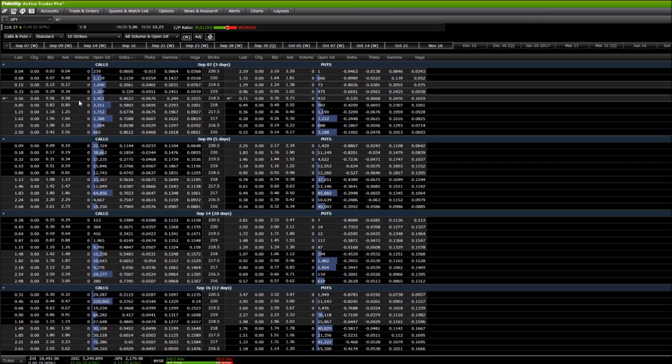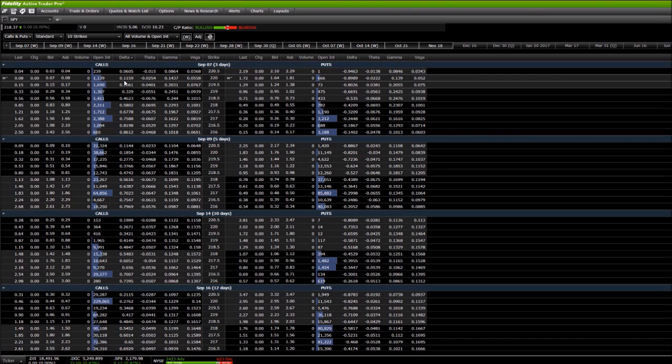Volume is how many contracts are traded in the current day. Open interest is how many contracts are still open and have not been exercised. Now we're into the Greeks. So again, delta is the increase or decrease in price of the option in response to a 1-point move in the stock. So here let's look at 220 calls on SPY. The delta on the 220 calls is 0.1159.